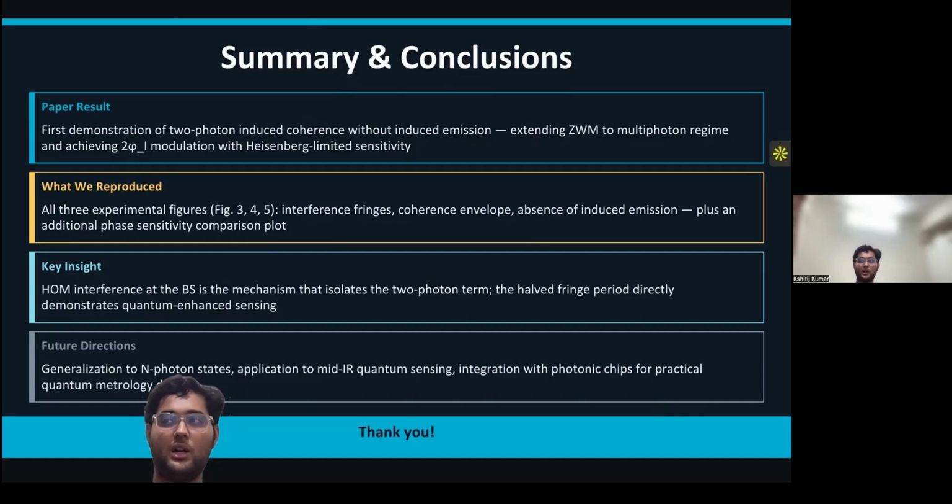Future directions that people can work on are higher n for steeper Heisenberg scaling, chip integrated non-linear interferometers for deployable sensing, and application specific demonstrations where the quantum advantage is measured explicitly against the shot noise baseline. This paper is proof of principle. The physics is established, and what comes next is making it useful.